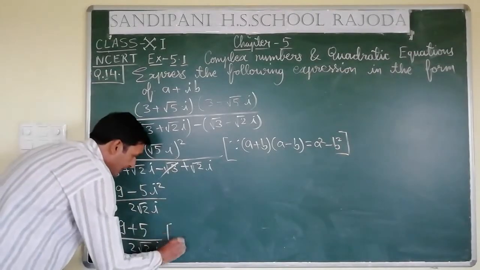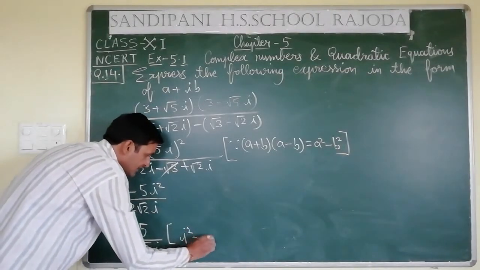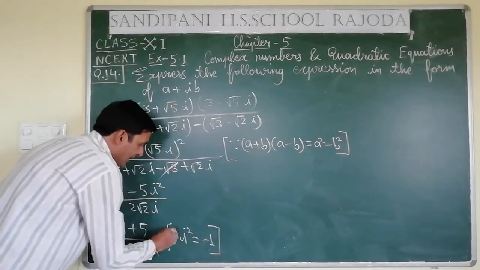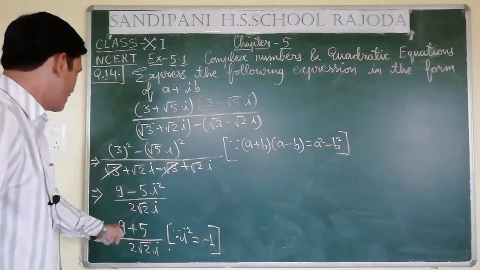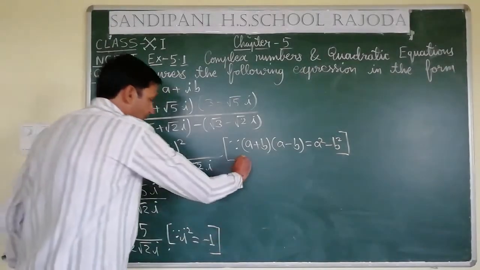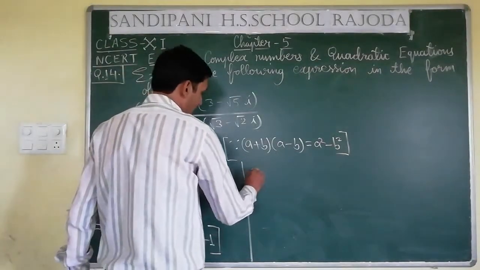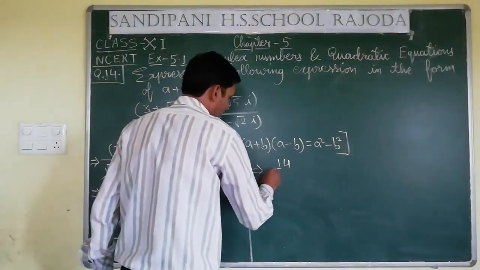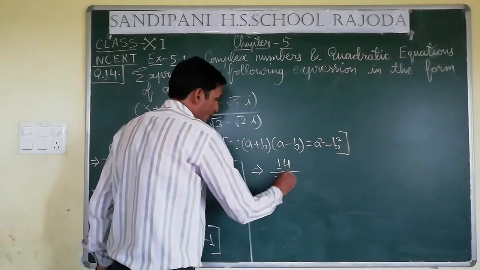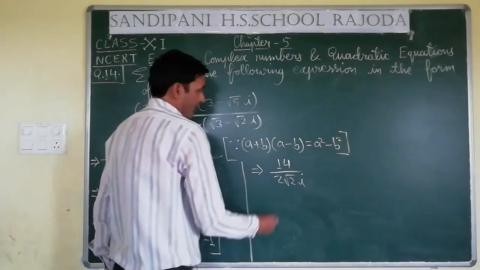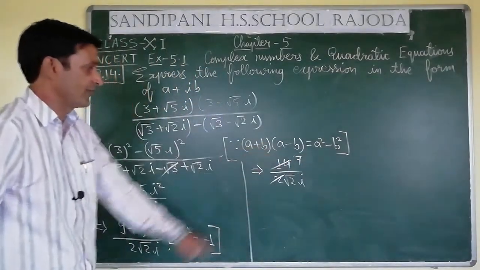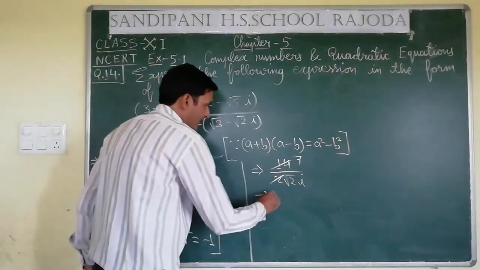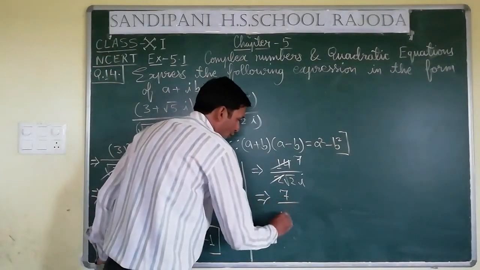And here we have to mention the value of i square, which is minus 1, as I have explained to you in the starting why the value of i square is minus 1. So now 9 plus 5 is 14. So it will be 14 upon 2 root 2i. Now this 14 will be cancelled by the table of 2. So 2 sevens are 14. So now this will become 7 upon root 2i.